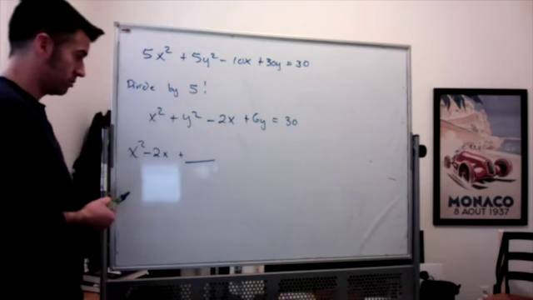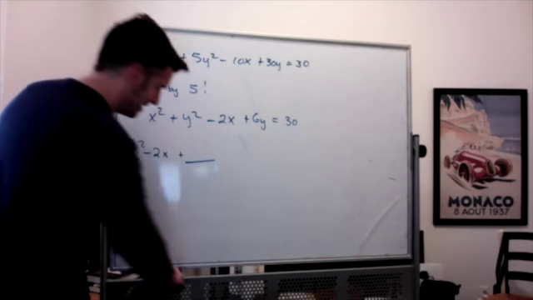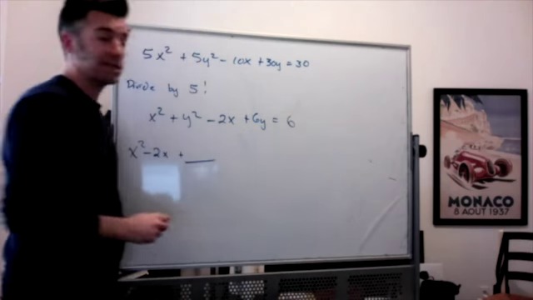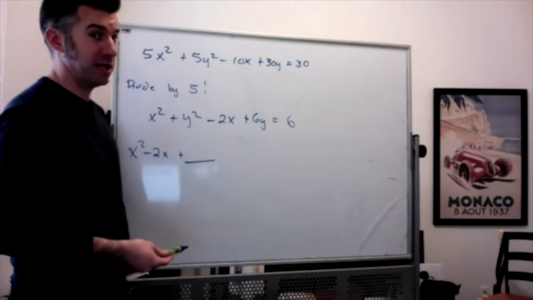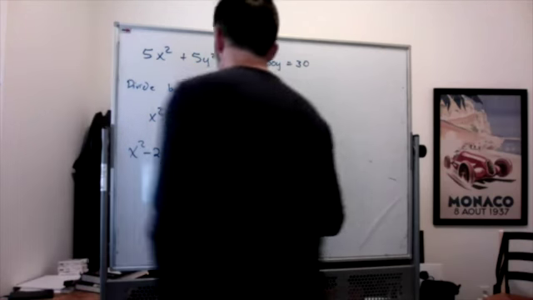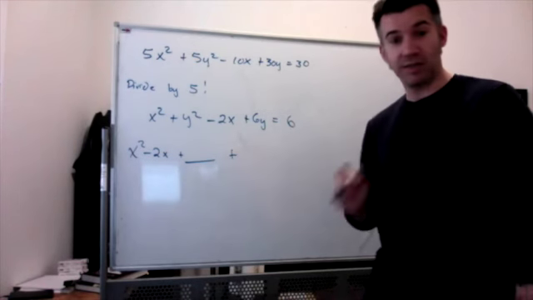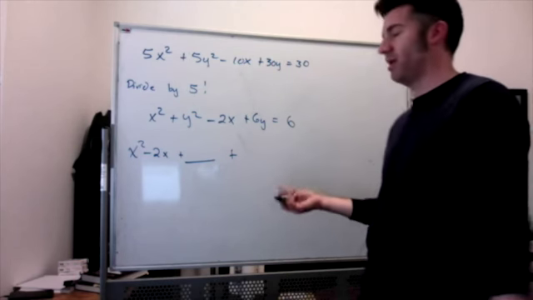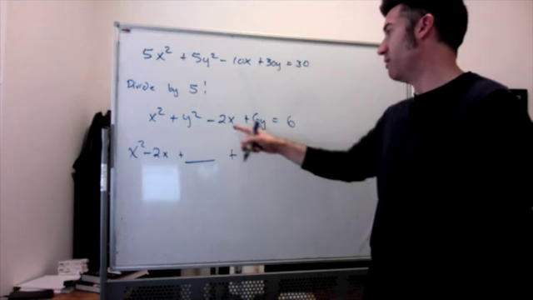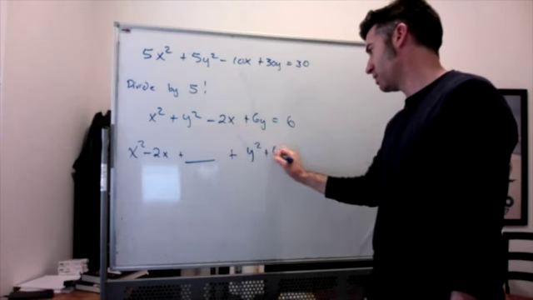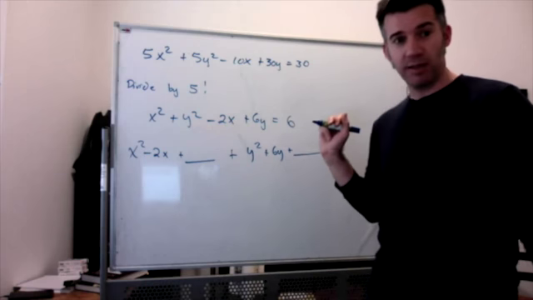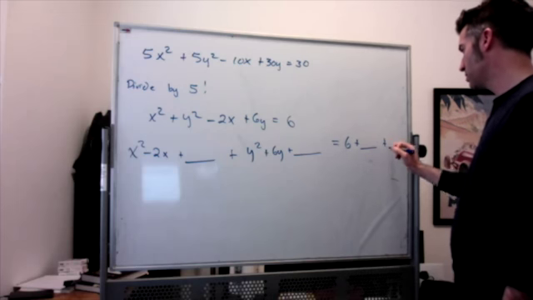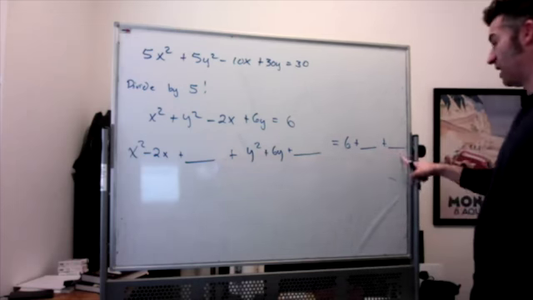Don't you divide the 30 too? Thank you. Yes. Exactly. I'd like to pretend I made that mistake on purpose. I did not. But yes, good eye. You're dividing everything by 5, especially the stuff on the other side. And then we've got y squared plus 6y. Leave yourself a blank space to complete the square. On the right-hand side, you're going to have 6 plus whatever you add here, you have to add here.